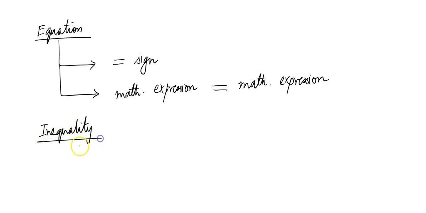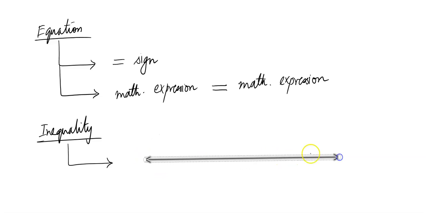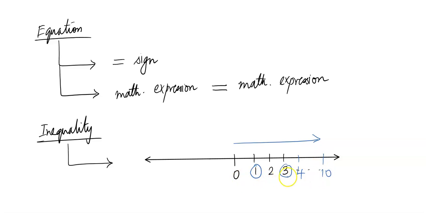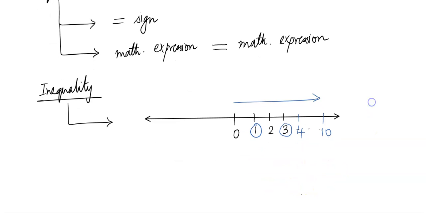So when we talk about inequality, if you look at our number line, the number line is unchanging. You have 0, you have 1, 2, 3, and so on. As we move towards the right, the numbers increase, isn't it? So 1, which is smaller than 2, appears before 2, because it's increasing to the right. Likewise, 3 will appear before 4, and 0 will appear before 10, because it is to the left of 10, and so on. So we see that arrangement in the number line.